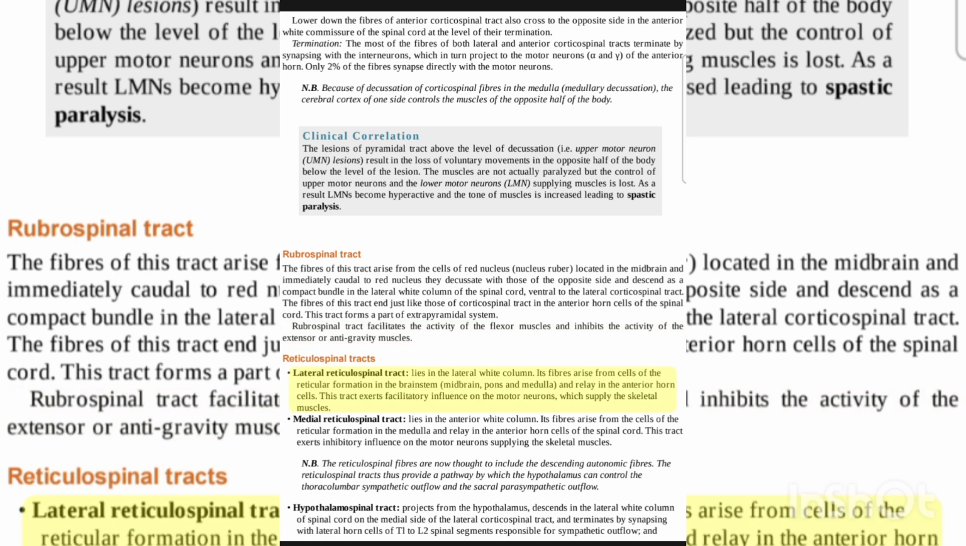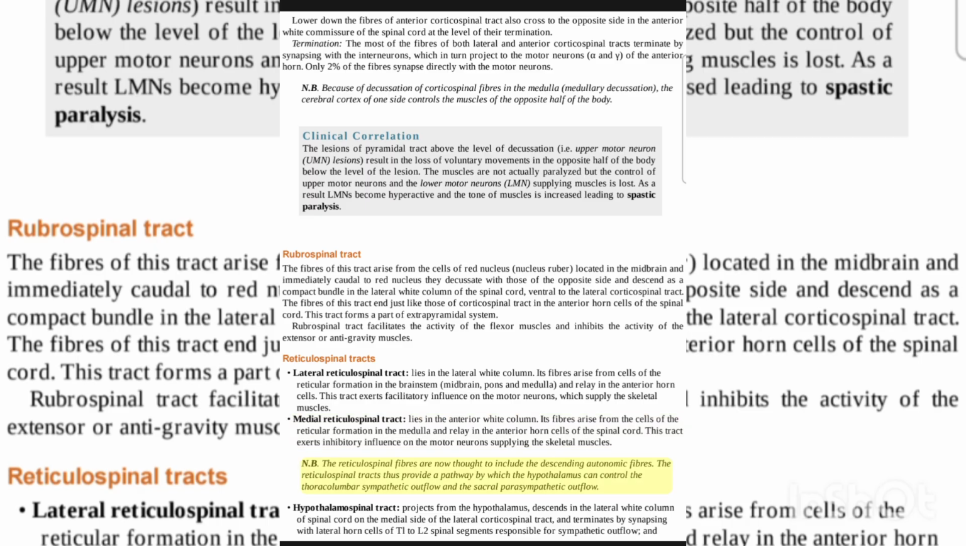Reticulospinal tracts. Lateral reticulospinal tract lies in the lateral white column. Its fibers arise from cells of the reticular formation in the brainstem, midbrain, pons and medulla, and relay in the anterior horn cells. This tract exerts facilitatory influence on the motor neurons, which supply the skeletal muscles. Medial reticulospinal tract lies in the anterior white column. Its fibers arise from the cells of the reticular formation in the medulla and relay in the anterior horn cells of the spinal cord. This tract exerts inhibitory influence on the motor neurons supplying the skeletal muscles.